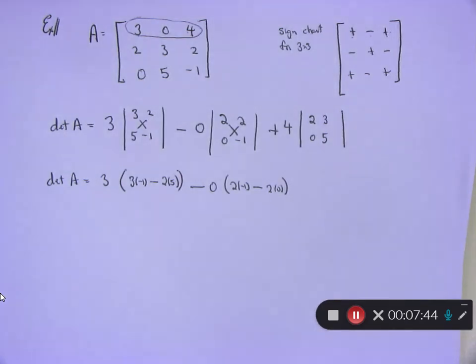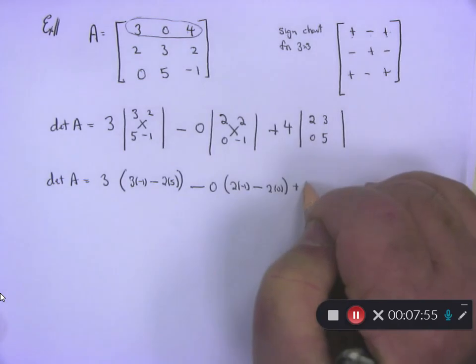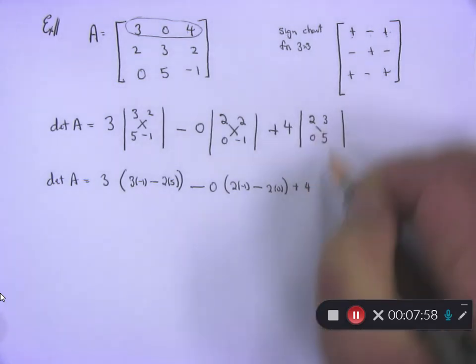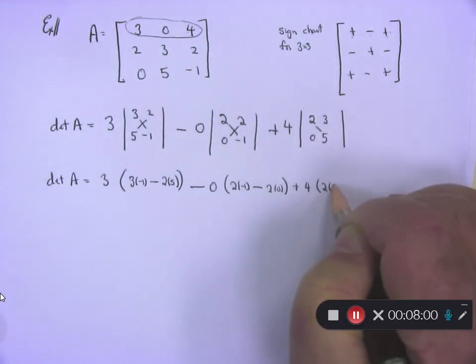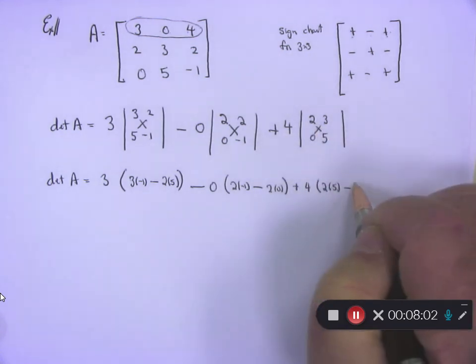Oh, geez, Dr. Taylor, did we actually have to write that one out? No, it's 0 times this. I'm just trying to show you the pattern on these guys. Okay? You like zeros because it completely kills off whatever it multiplies. Plus 4 times main diagonal, 2 times 5, minus off diagonal, 3 times 0.